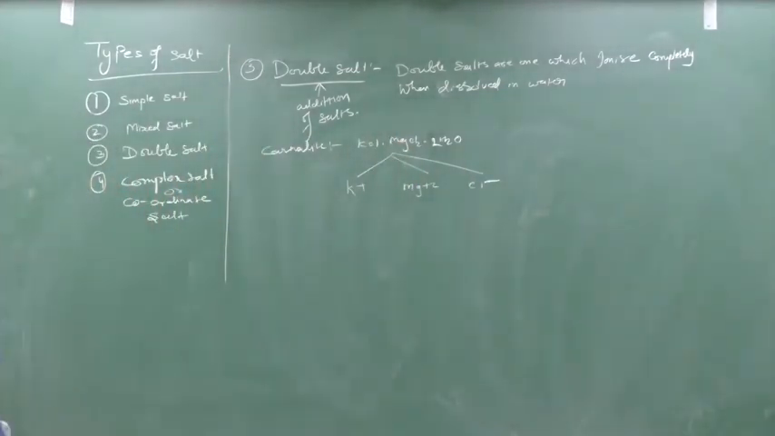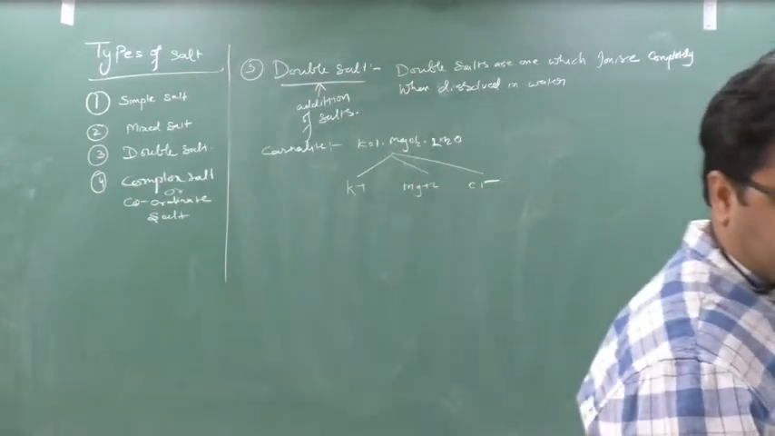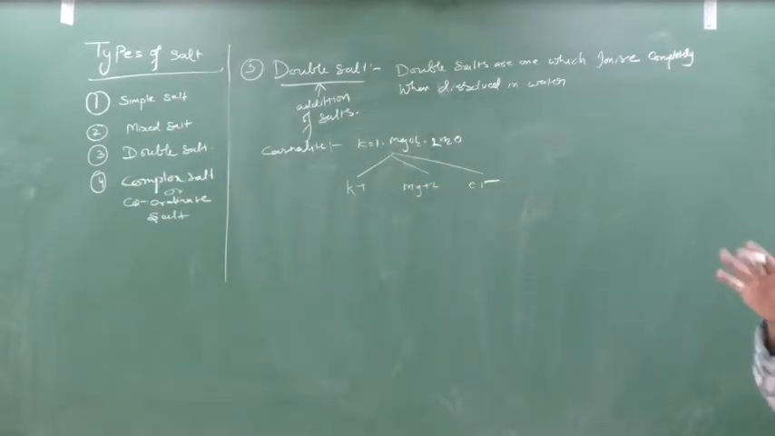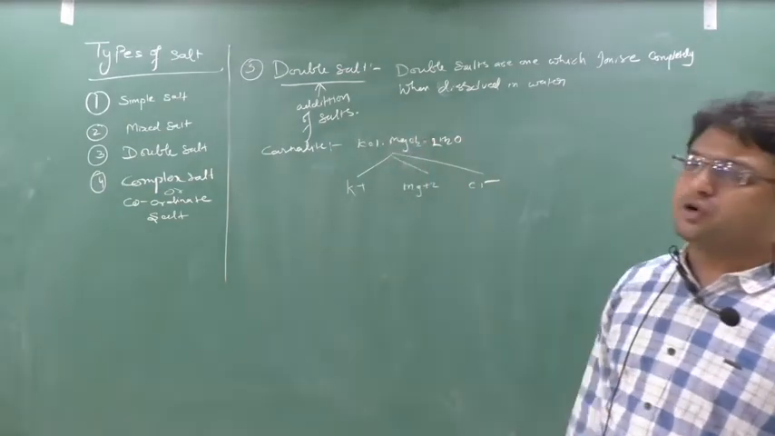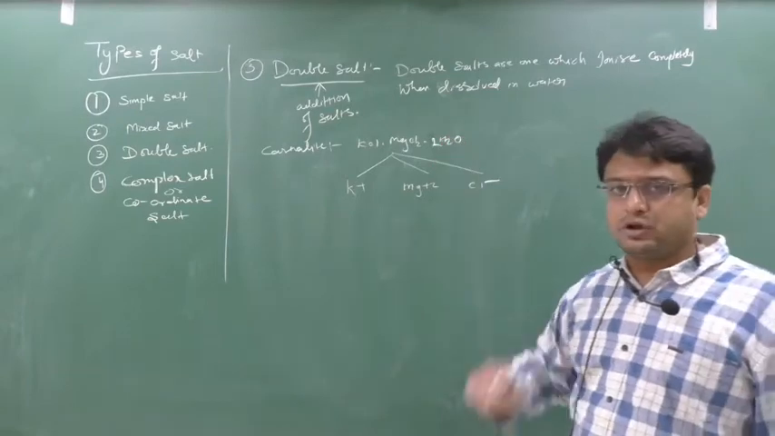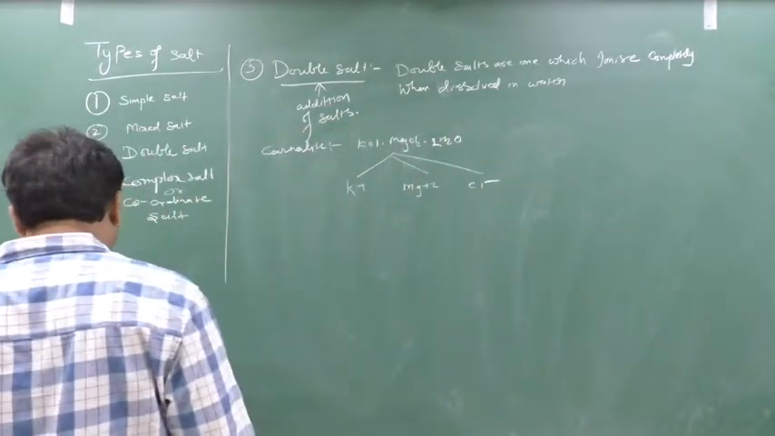So whatever cation and anion is present in that salt, if all the cations and anions are liberated, are released on dissolving, that type of a salt we say is a double salt. Another example I can give is Mohr salt.